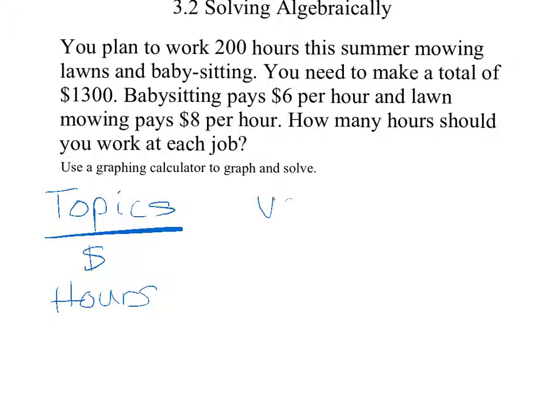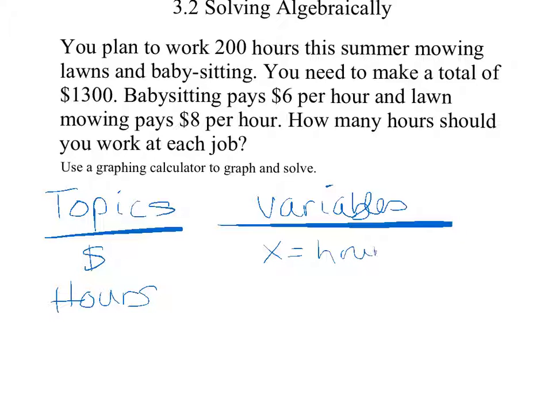Now we have to label our variables and what they stand for. It's best to use X and Y, because if you're graphing or something like that, you need to be able to use X and Y. So let's say that X is the number of hours you're babysitting, and Y is the number of hours you're mowing lawn.